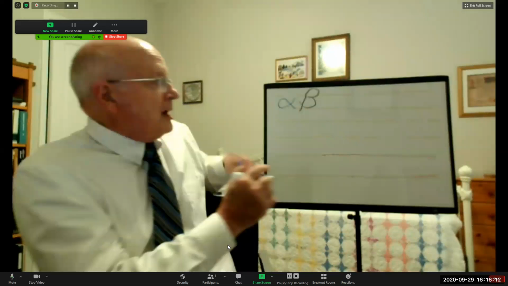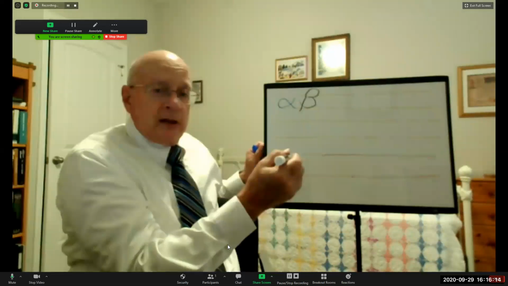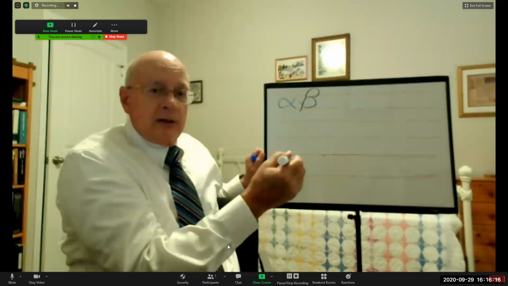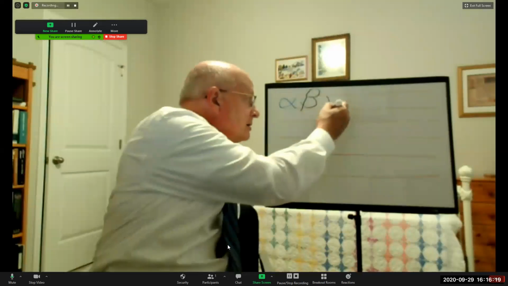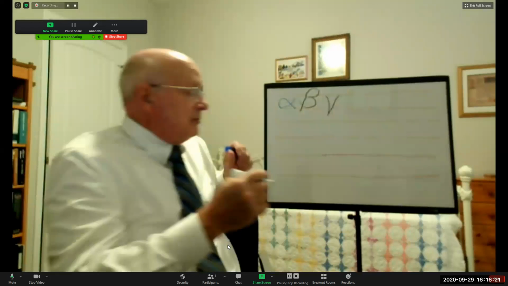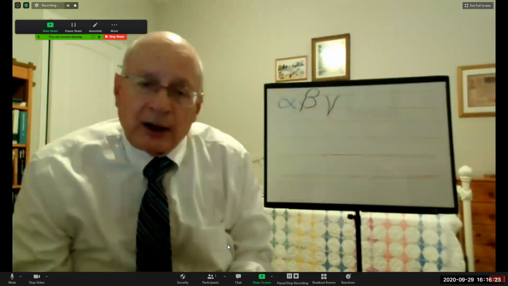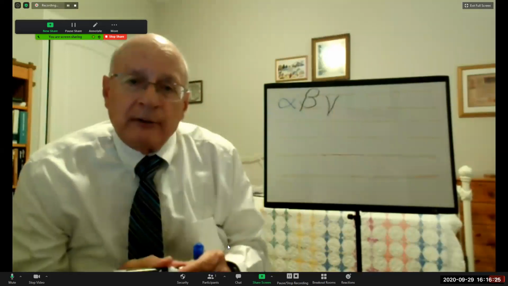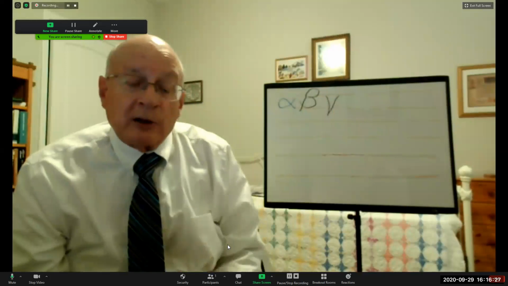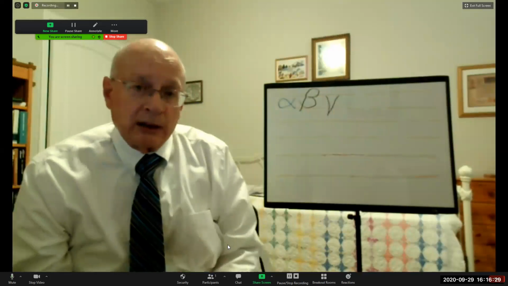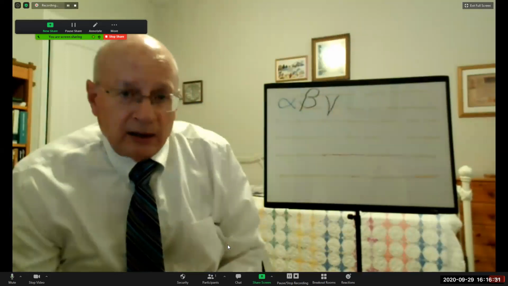Gamma, as in the textbook, we start at the top and come down below the line. It looks like a Y, but just remember that it's a G, a gamma. And then the fourth letter, delta.